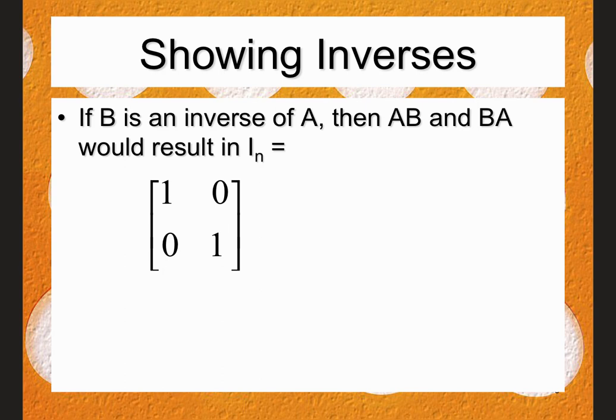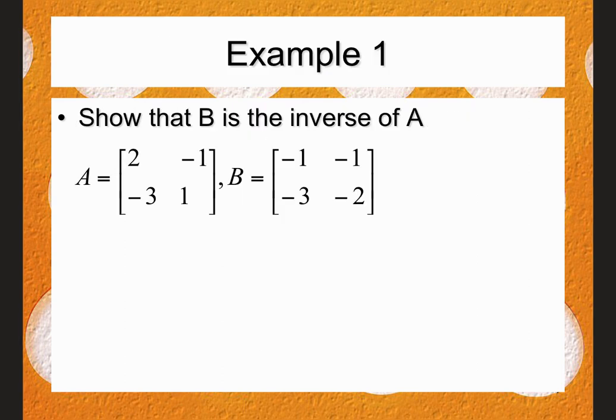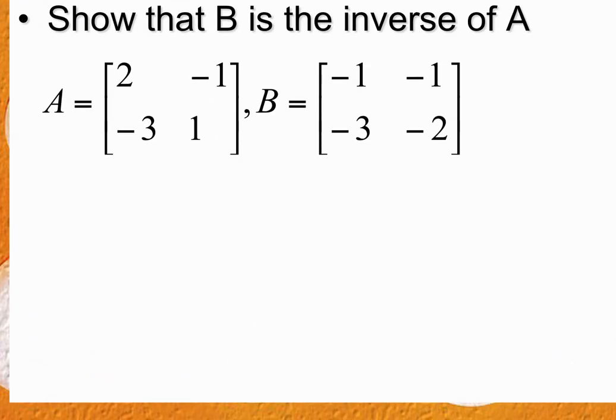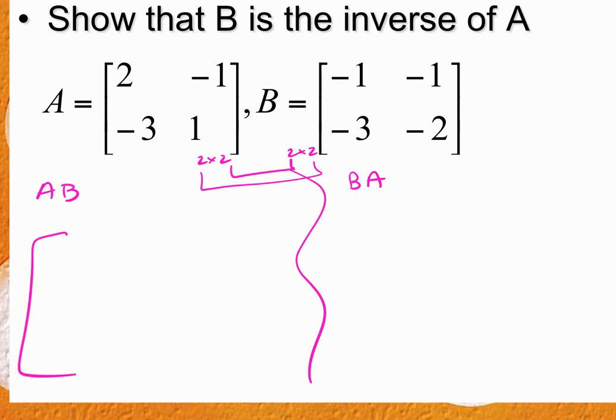Because the order of the letters changes or could change your multiplication, if you are showing that something is an inverse, you have to do both A times B and B times A. So example 1 says show that B is the inverse of A. We're going to do exactly what we just said. We're going to find A times B, and then we're going to find B times A. These are both 2 by 2s, which means that the multiplication can be done, and the results are, again, both a 2 by 2.